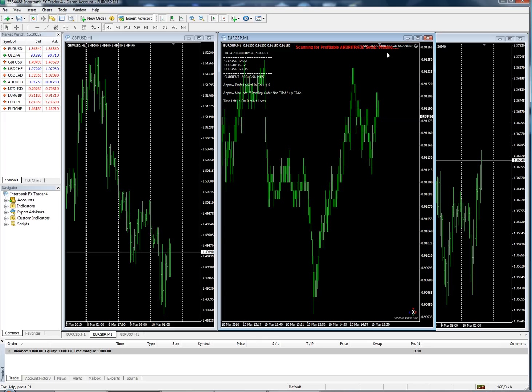It will trade on every bar, so if you have it on 1 minute bar, every minute it will scan. You can set it for 5 minutes or higher.